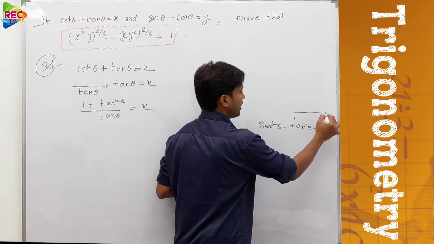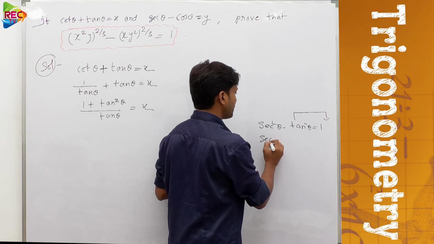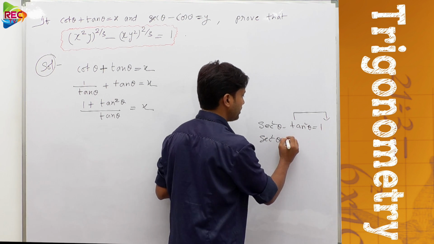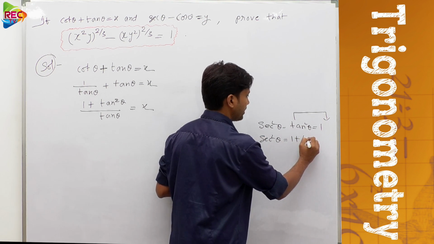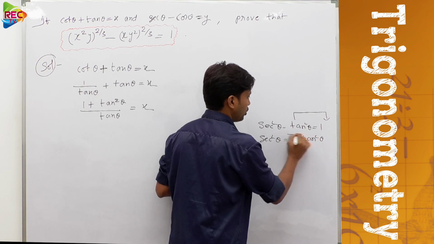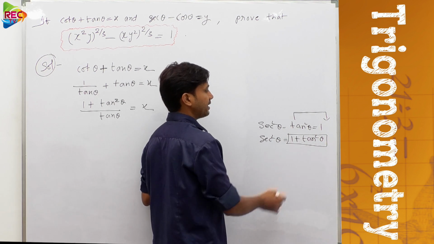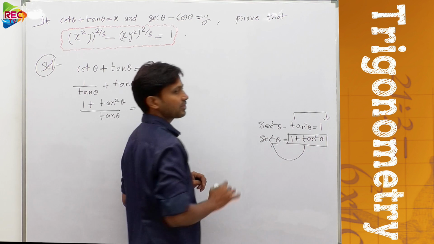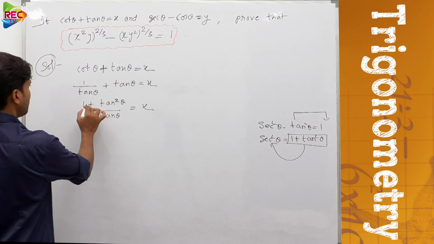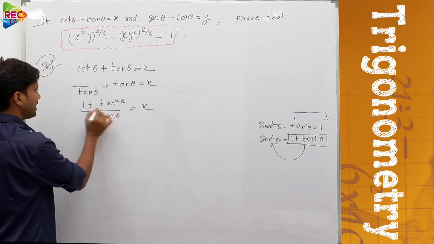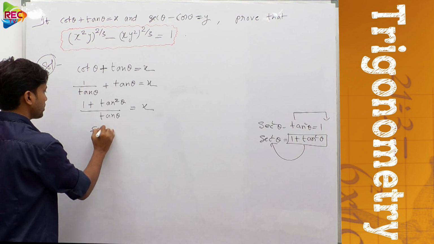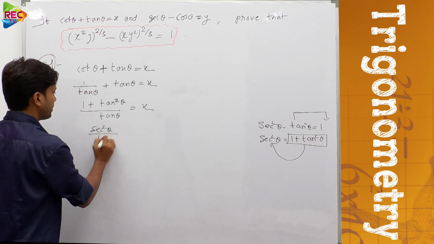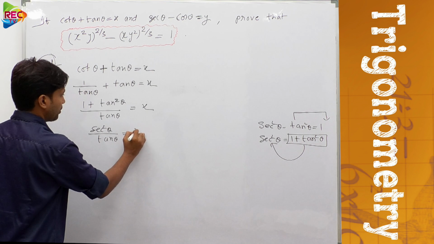Replacing this tan square theta to other side, how can we write it? Secant square theta equals 1 plus tan square theta. So wherever the 1 plus tan square theta is written, we can replace that with secant square theta, right? So anyways, this can be replaced with what? Secant square theta. So secant square theta by tan theta equal to x.